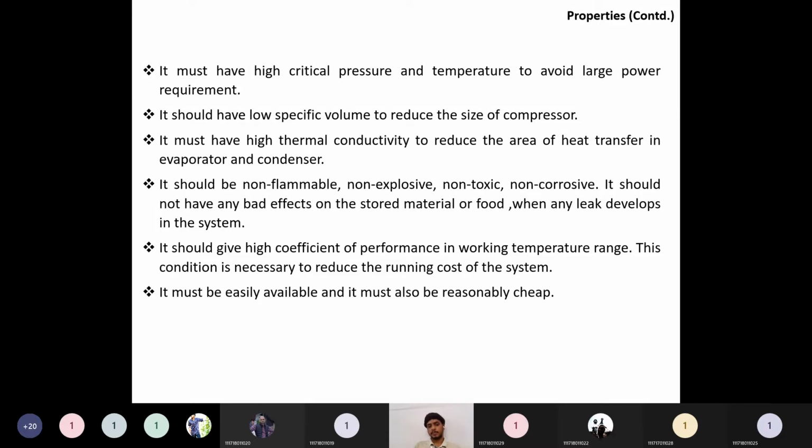Then non-explosive. If that refrigerant is explosive, then apart from the fire hazard, we also have explosive hazards inside our house. Because of that, it should be non-explosive and non-toxic. Whenever there is some leakage from the compressor, what happens if that refrigerant is that toxic? We will feel unconscious, or some health hazards will arise.